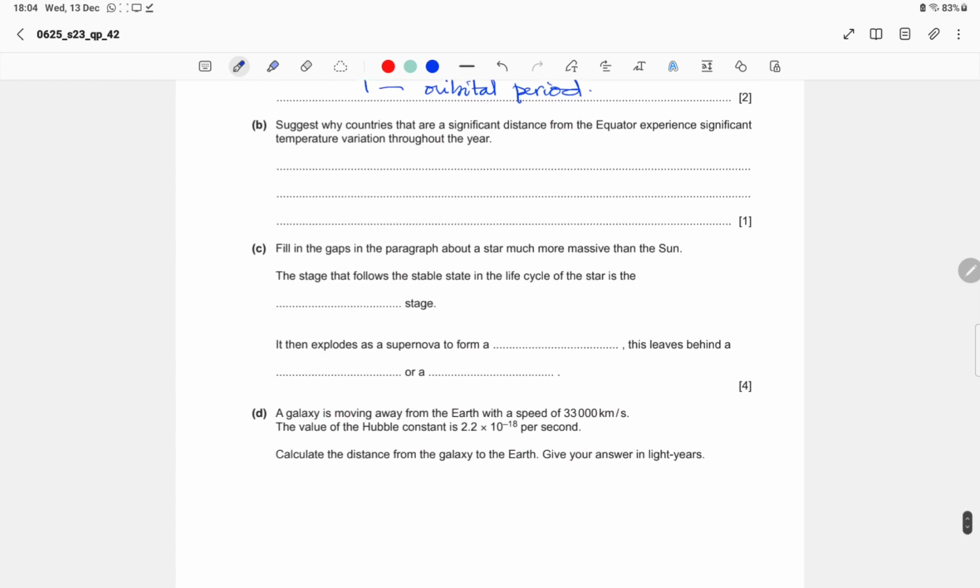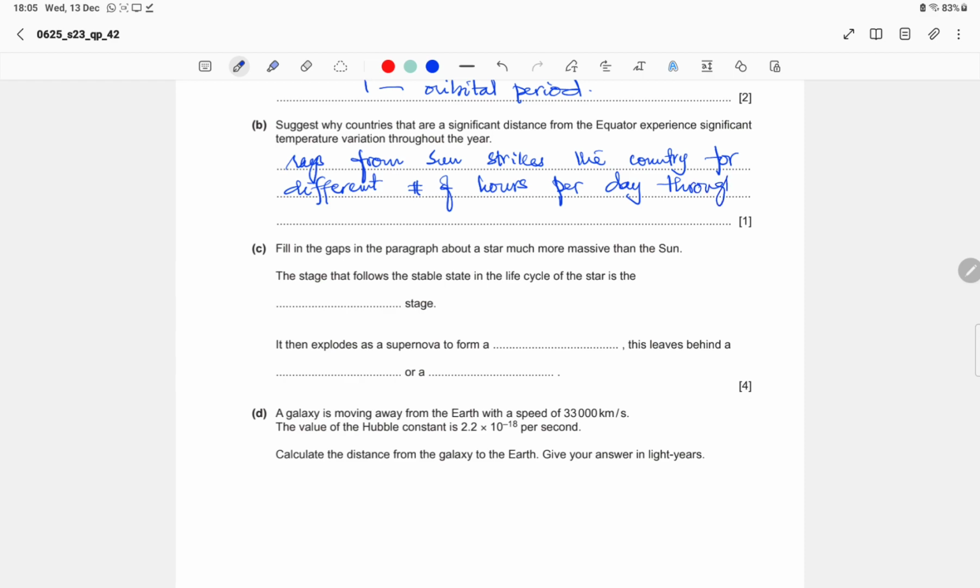Suggest why countries that are a significant distance from the equator experience significant temperature variation throughout the year. So basically, rays from the sun strike the country for a different number of hours per day throughout the year. So it totally depends upon the number of rays that are striking a particular region.